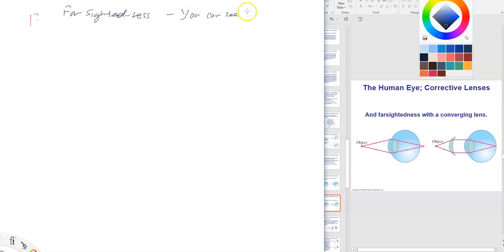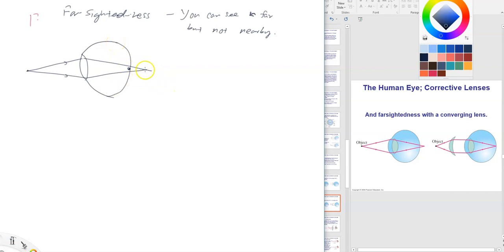You can see far, but not nearby objects. So if you're looking at a faraway object, parallel light will focus without an issue. But for nearby objects, light is not parallel, right? If you're looking at something close by, say a pencil on the table or some little object like that. Here's the lens, the rest of the eye. Light is already diverging. They're supposed to focus over here, but the actual focal point is too far. So what do we do?